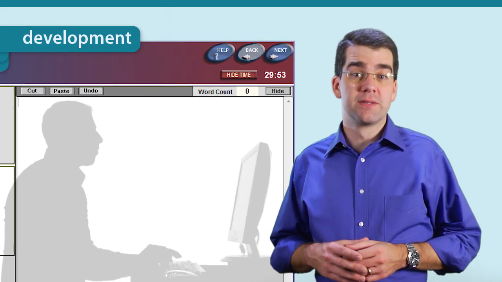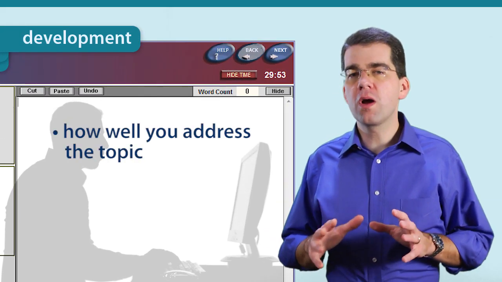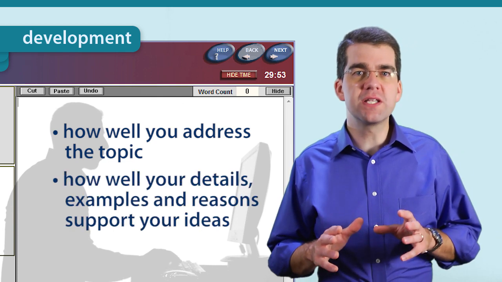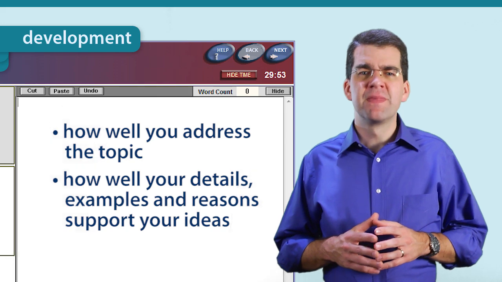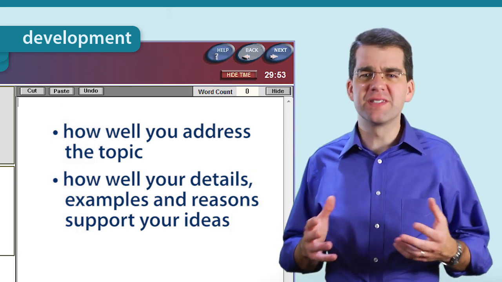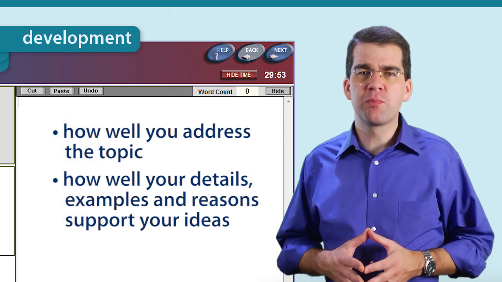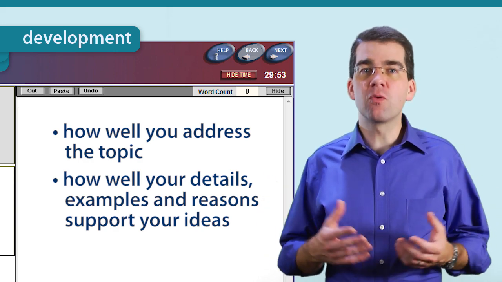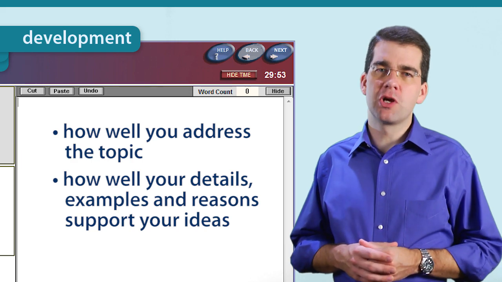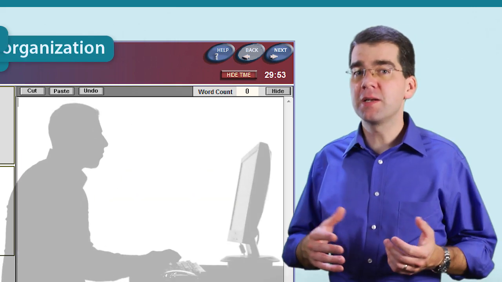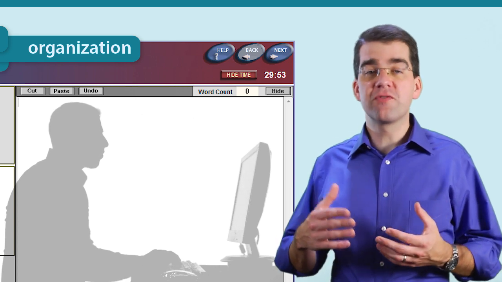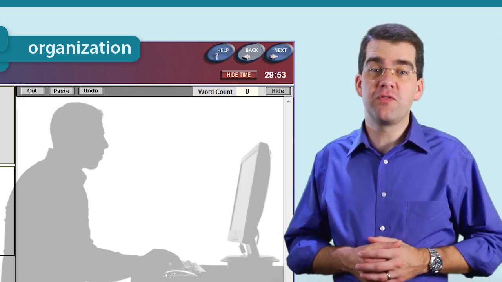First, development. The raters are looking for how well you address the topic and how well your details, examples, and reasons support your ideas. If you just use a lot of words and sentences that don't really support the points you're making about the topic, or if you develop empty ideas not related to the topic, you'll receive a low score. Second, organization. This basically means a reader can read your essay from beginning to end without becoming confused.